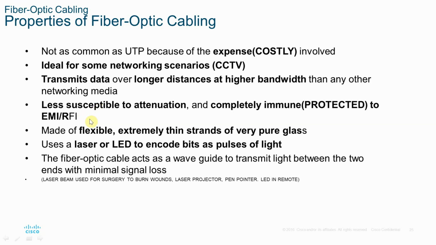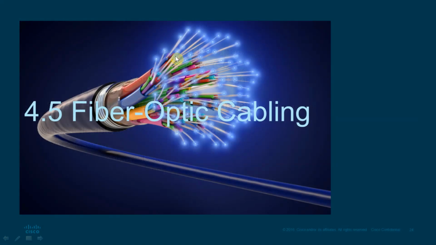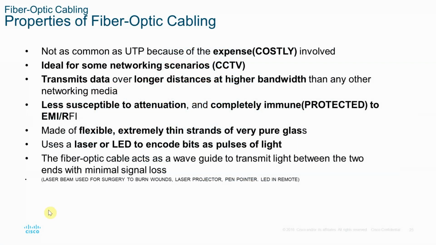Completely protected from EMI and RFI, and flexible, extremely thin strands of pure glass. So that is actually a glass material, and through this glass material only light information is passed. It's flexible. It is not straight like an arrow. It can be bent. It uses laser or LED to encode bits as pulses of light. So whenever we have bits of data, how do we send them through this fiber optic cable? Either we use a laser beam or we use LEDs.